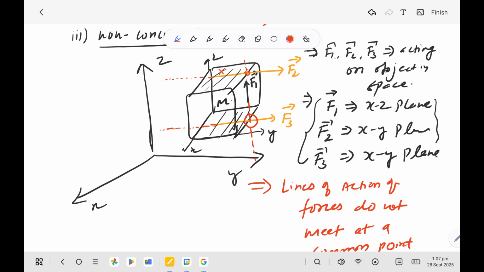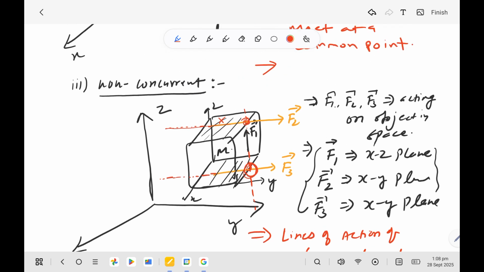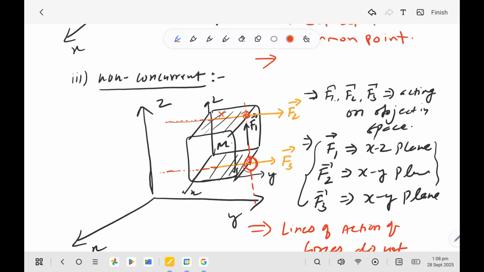So in summary, if we have an object whose motion is restricted in a space, not in a 2D plane, and if we look at the nature of the forces acting on the body, the forces lie in different planes, and if we draw their lines of action and there is no common point of intersection of these forces in space, then such a group of forces falls in a non-concurrent non-coplanar system of forces.